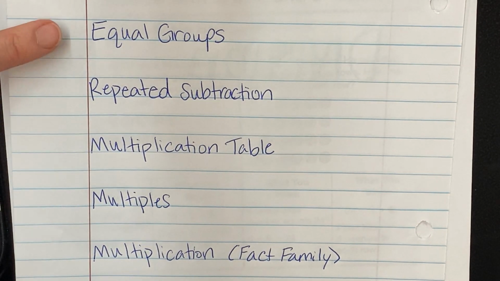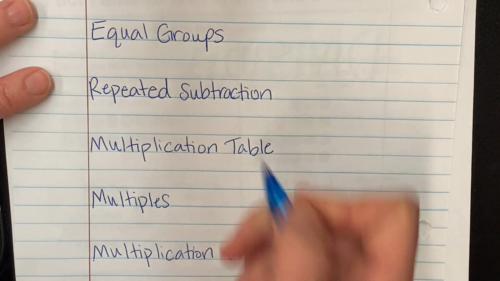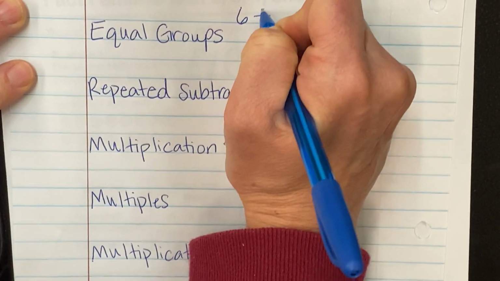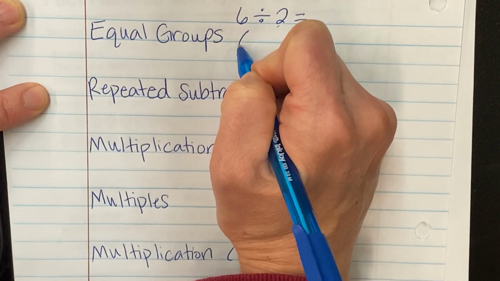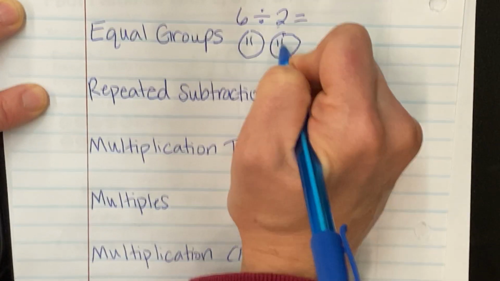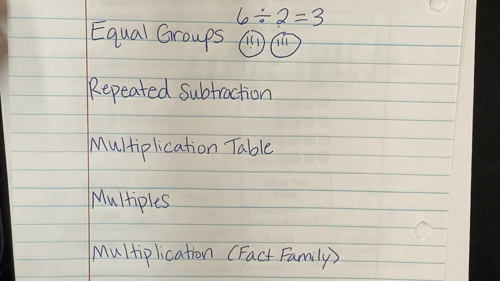So the first strategy is equal groups. This is the strategy where we took the divisor and we drew out that many circles, and then we took our dividend and we divided it up between the circles until that number ran out. So let me show you a quick example. If I had 6 divided by 2, I would take that divisor and draw that many groups, and then take my dividend and divide it up until I run out of 6, and that will give me my quotient. There's 3 in each group.